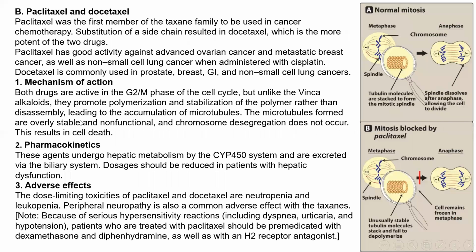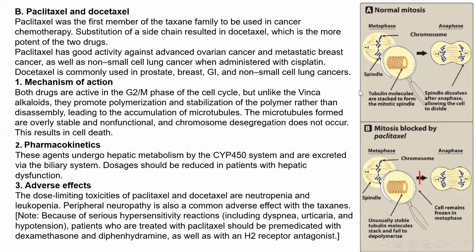Then we have paclitaxel and docetaxel. These agents are closely related, I mean in their chemical structures, and they are now used to treat different kinds of tumors. Paclitaxel is now used to treat advanced ovarian cancer, metastatic breast cancer, in addition to non-small cell lung cancer if it is administered with cisplatin. While docetaxel is now used most commonly for prostate, breast, gastrointestinal, in addition to non-small cell lung cancers.